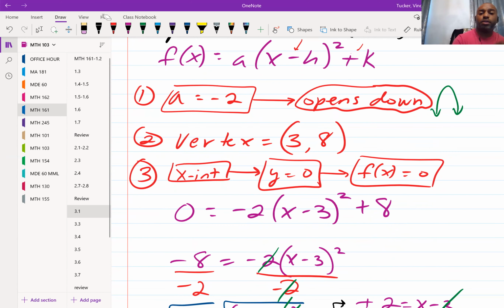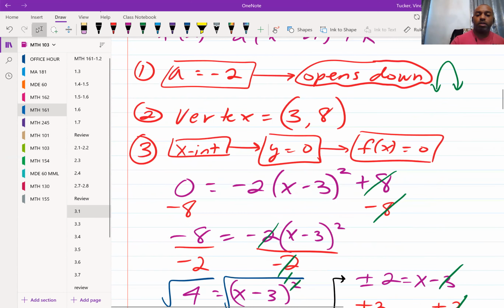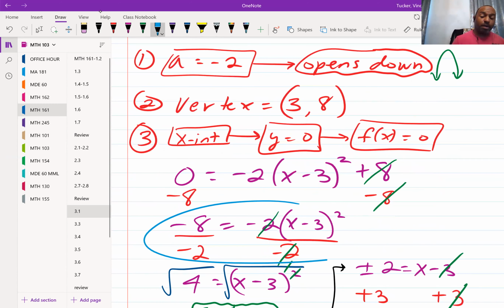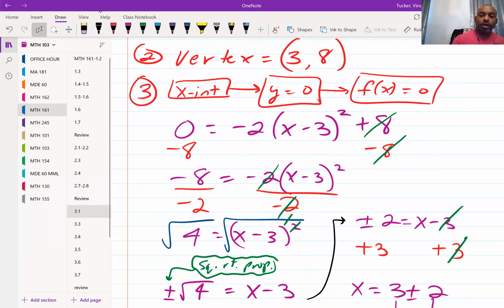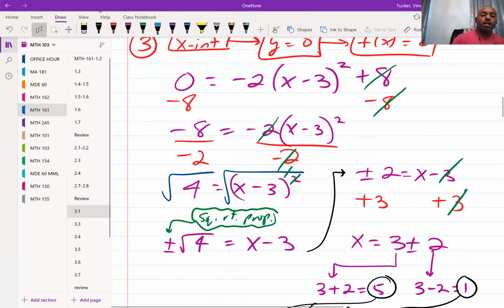First thing I did was subtract 8 from both sides. Then here, divide by -2. Now I need to get the square off of x minus 3, so I took the square root of both sides. Don't forget, last class we talked about the square root property. So taking the square root of both sides means I have to do plus or minus. And that's why I have plus or minus 2.